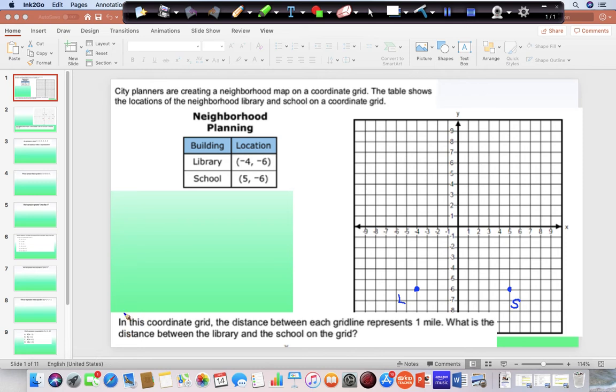The question says, in this coordinate grid, the distance between each grid line represents 1 mile. That means each of these points represents a mile. What is the distance between the library and the school on the grid? It's wanting the distance, which means you don't just want a number here. You want the distance that it's talking about. It just said that in this grid, each of these points represents 1 mile. So our answer needs to be in miles. So many miles, however many they are.